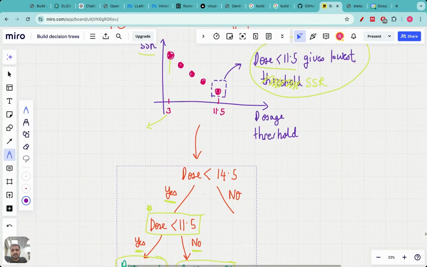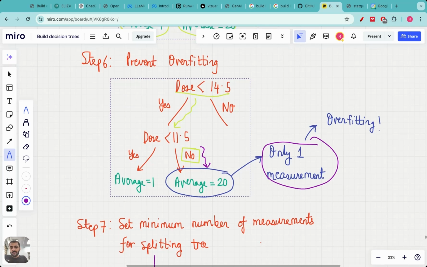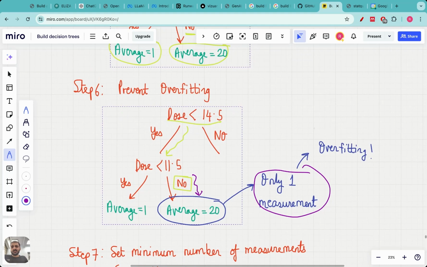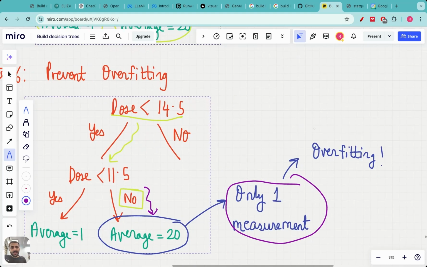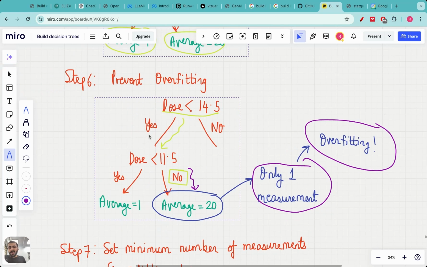So if again we look at the dosage, if the dosage is between 11.5 and 14.5, which means we are in this bracket, there is only one measurement here. Of all the people we have in the training data, there is only one person for whom the dose is between 11.5 and 14.5. And as we have seen in the classification example, that is not good at all. It is a clear sign of overfitting. We cannot have a separate branch just for one person.